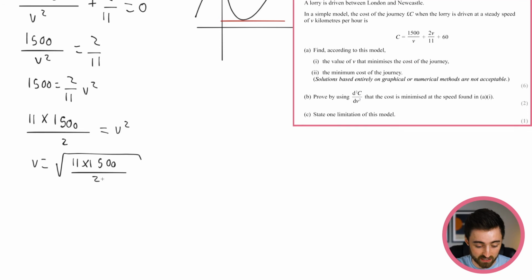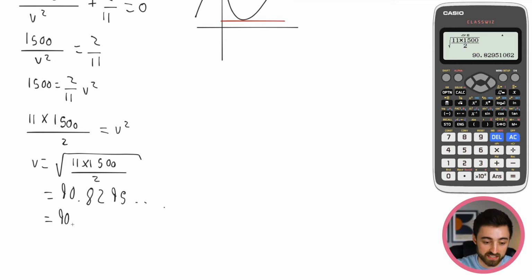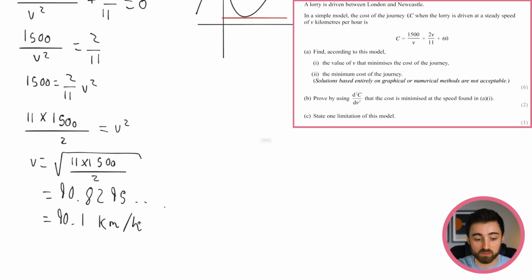So essentially, let's get the value of v here. So I'm going to do the square root of 11 times 1500 over 2. And I get 5 root 330, but that's not very useful. So let's get that into a decimal. So it's going to be 90.8295 dot dot dot. Let's go 3 sig fig. So I'm going to say 90.1, and this is what? Kilometers per hour. Nice.